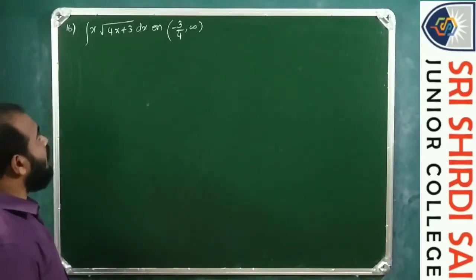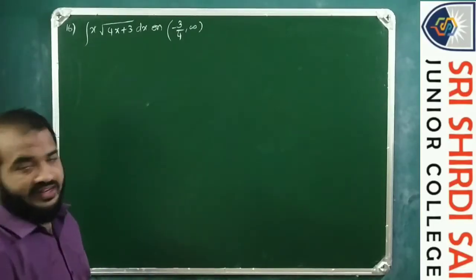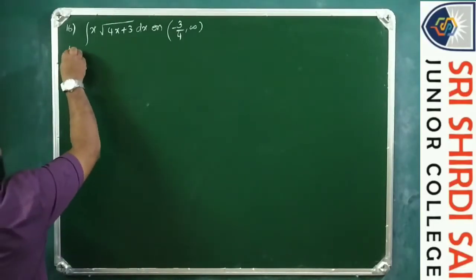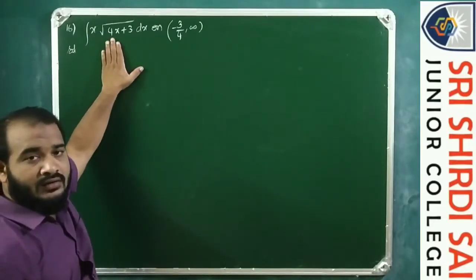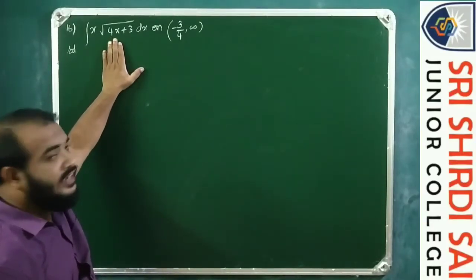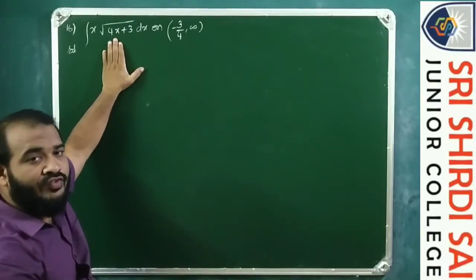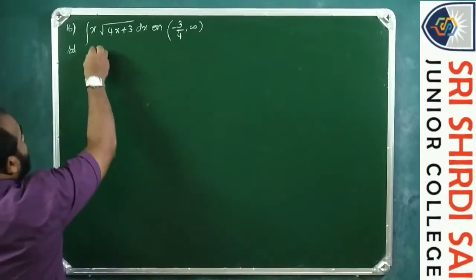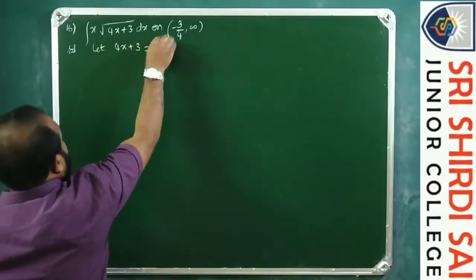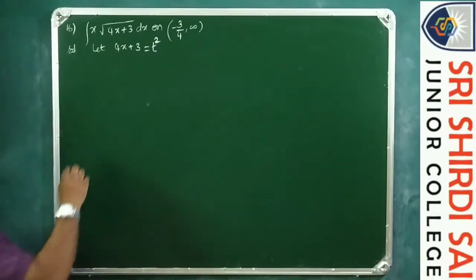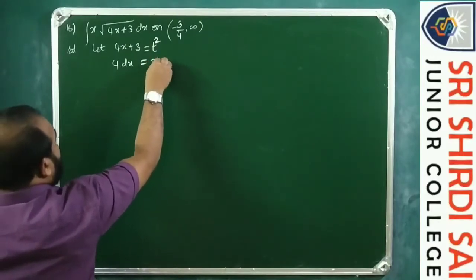Integral x into root of 4x plus 3 dx on minus 3 by 4 to infinity. So as we have discussed before, whichever that is in root is to be treated as t square instead of t, so that the square and root will be eliminated. Let 4x plus 3 is equal to t square.